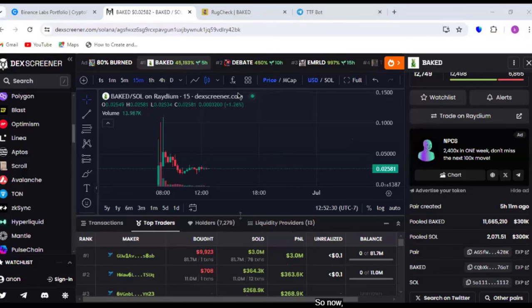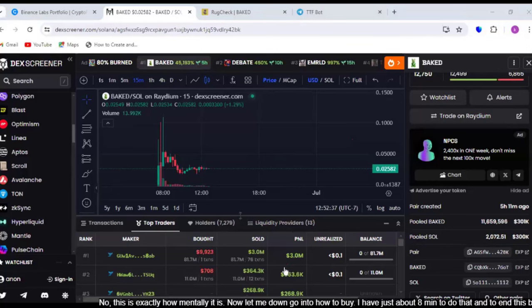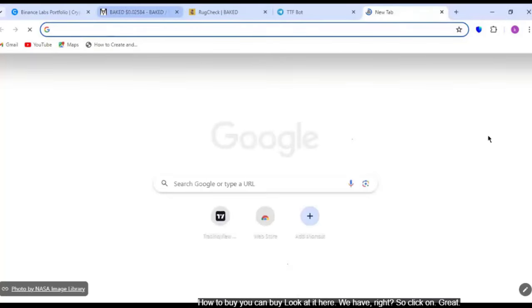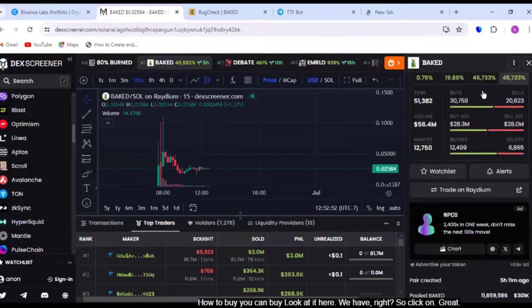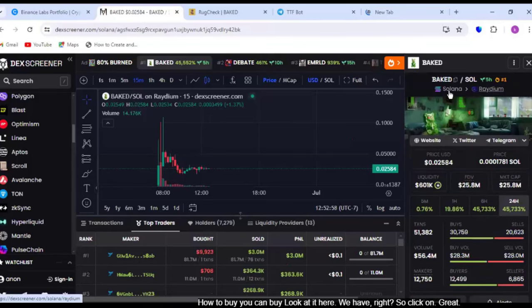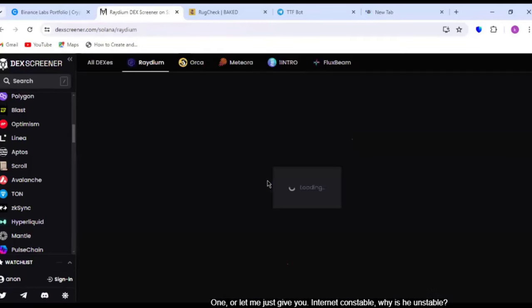So now, this is exactly how meme trading is. Now let me go into how to buy. I have just about 8 minutes to do that and to end this by 9 p.m. So let me show you how to buy. You can buy on Radium. Look at it here. We have Radium, right? So click on Radium. Radium could open, or let me just give you, internet unstable. Why is it unstable?